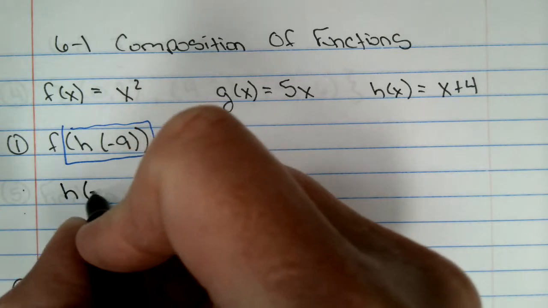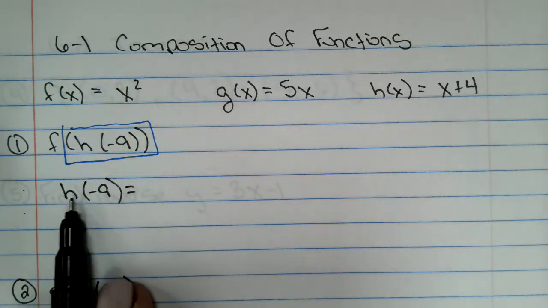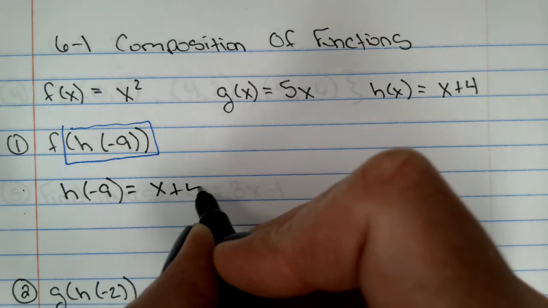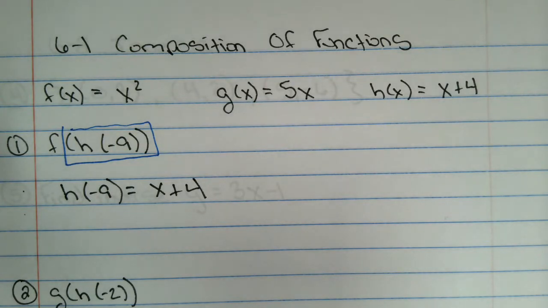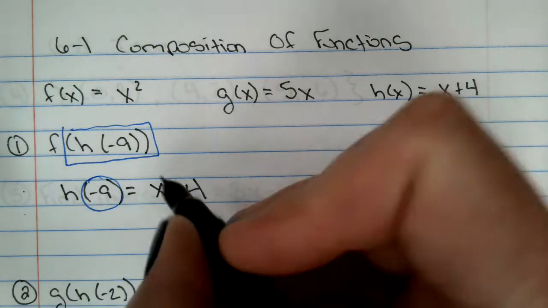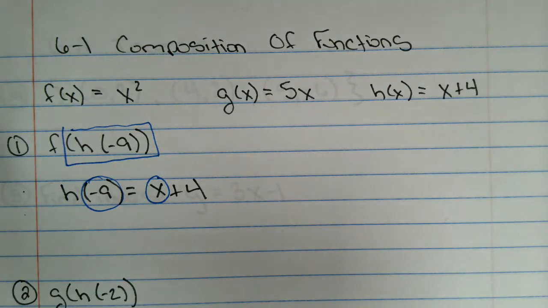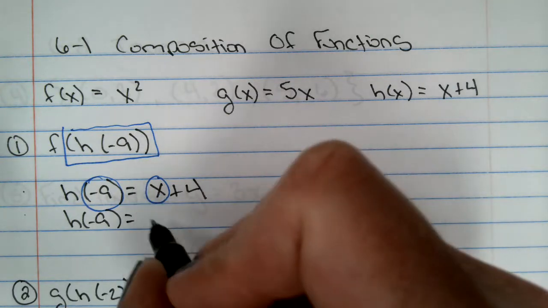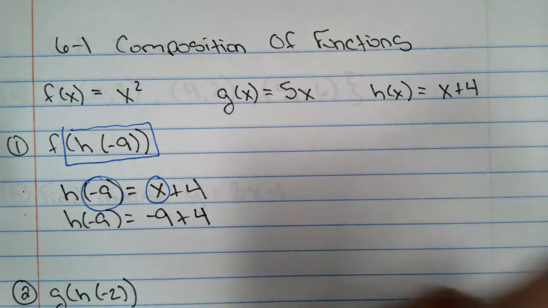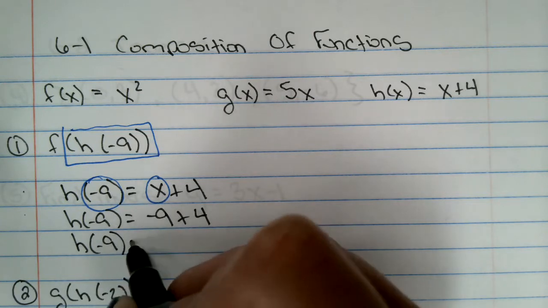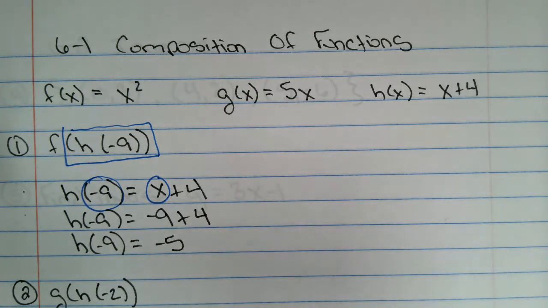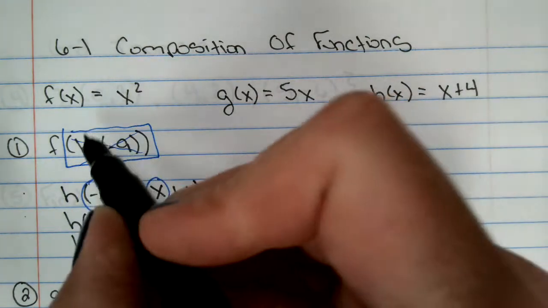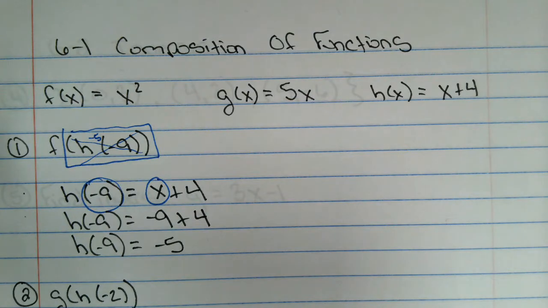We first are going to find h of -9. So h is my function. Up here it says that is x plus 4, so I would put that on the other side of the equal sign. Whatever you have right here in the parentheses is what you substitute in for x. So h of -9 equals -9 plus 4, so h of -9 equals -5. It's as if you could cross this out, and that is now -5.